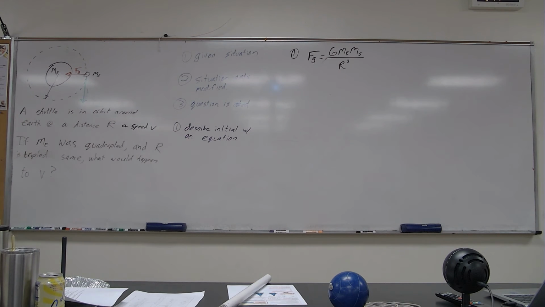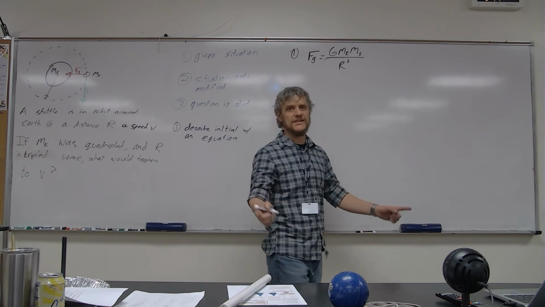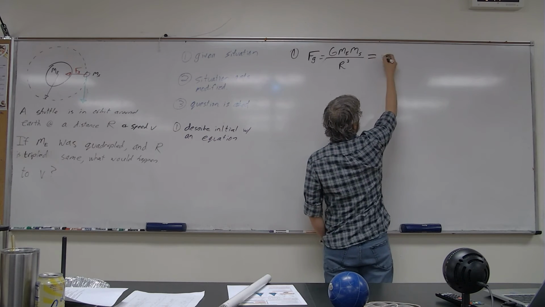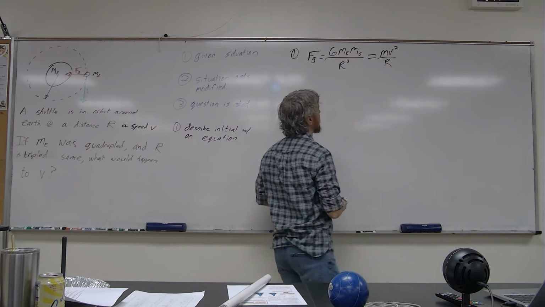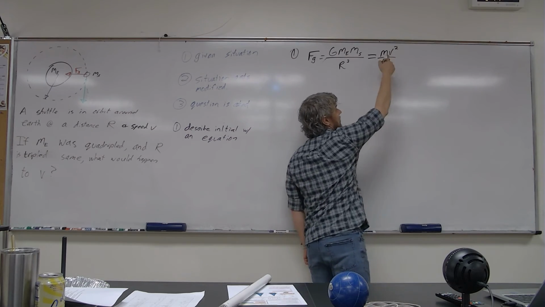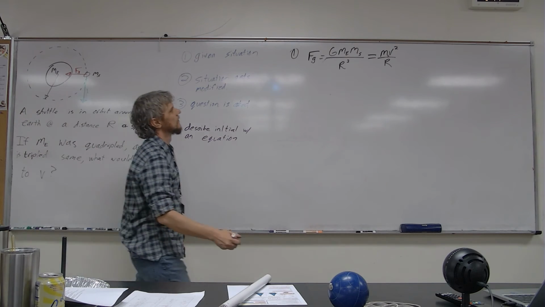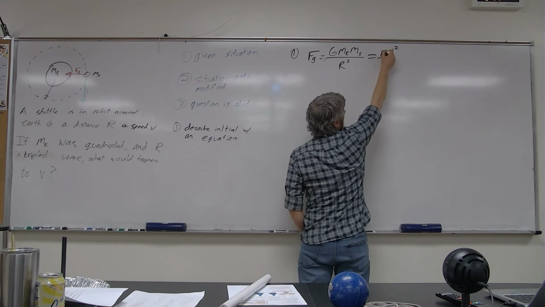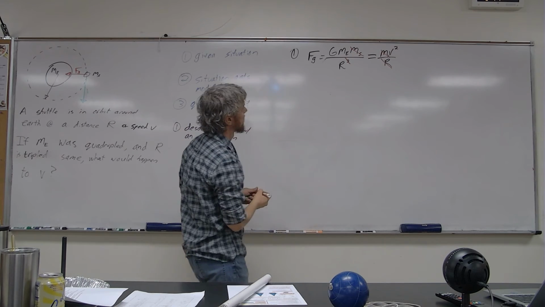Okay, but that doesn't have V, so how am I going to get V into the game here? Centripetal, right? So I am going to use Newton's second law. I know this force is also equal to ma, or mv squared over r. M satellite, that's for the satellite, because the satellite's moving in a circular motion. And as we've already seen, the mass of the satellite cancels out. One of the r's cancels out.